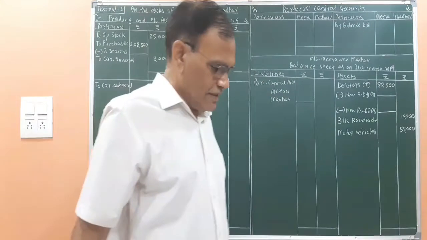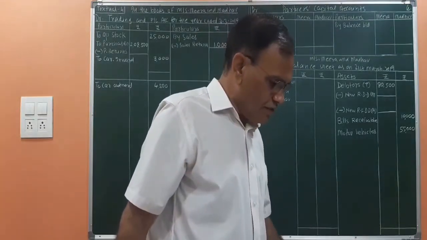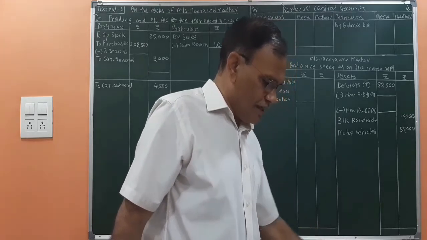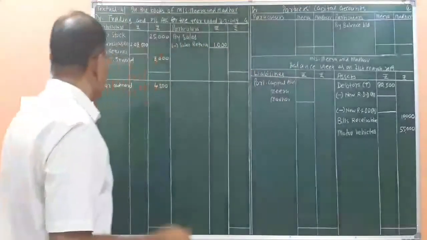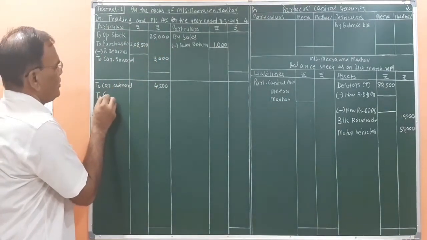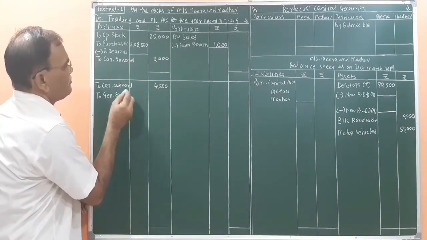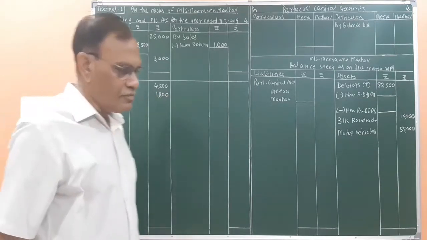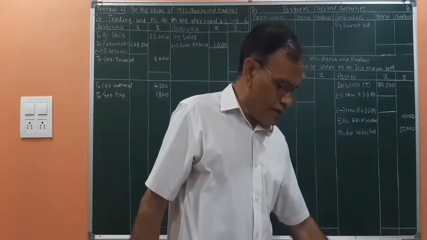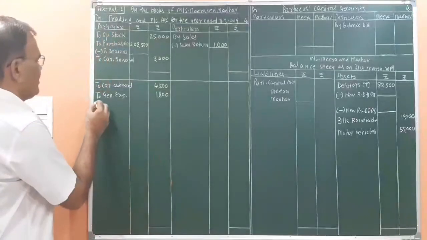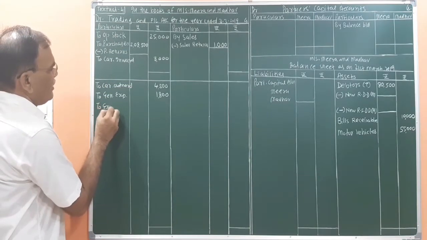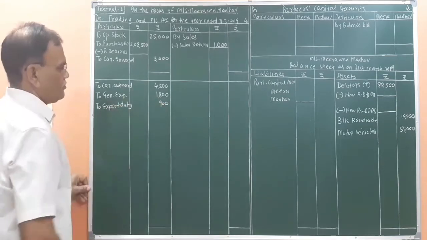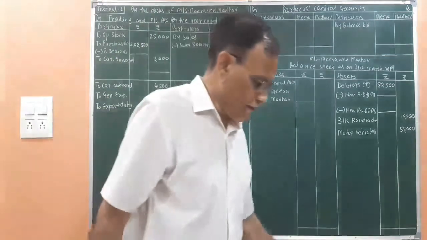Now we are having general expense 1,800. Profit and loss debit side. General expense 1,800. Then export duty 900. So to export duty 900 in the profit and loss.